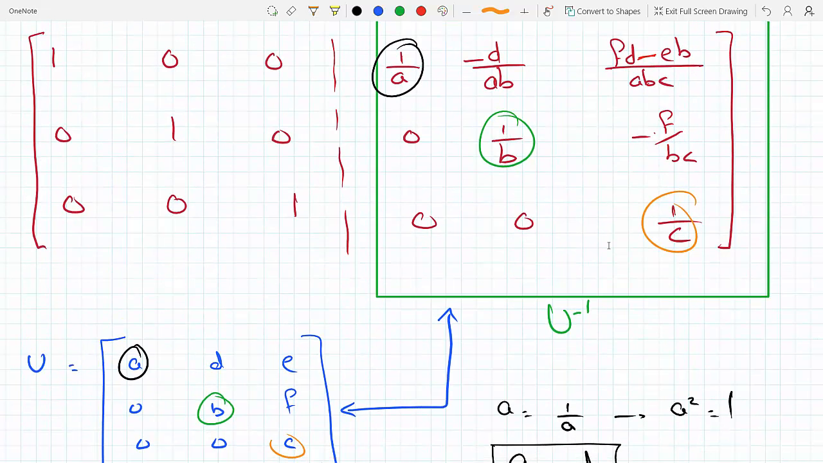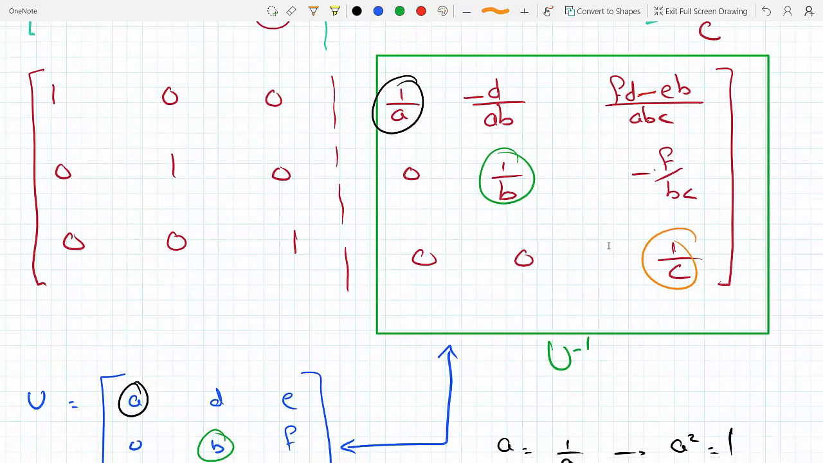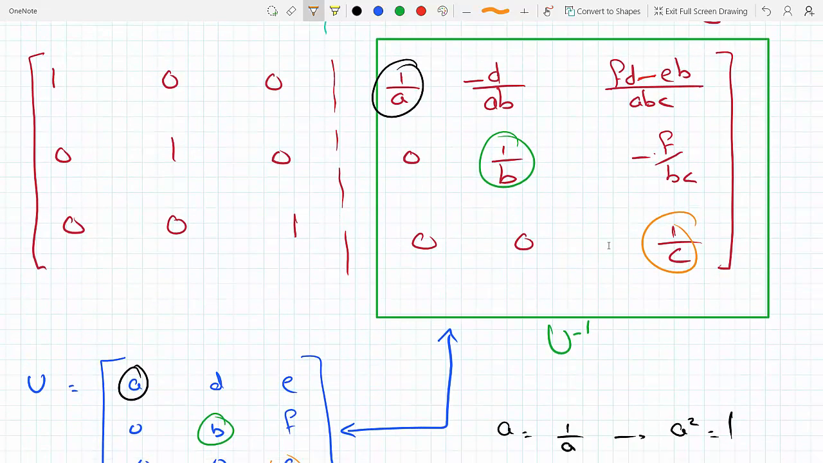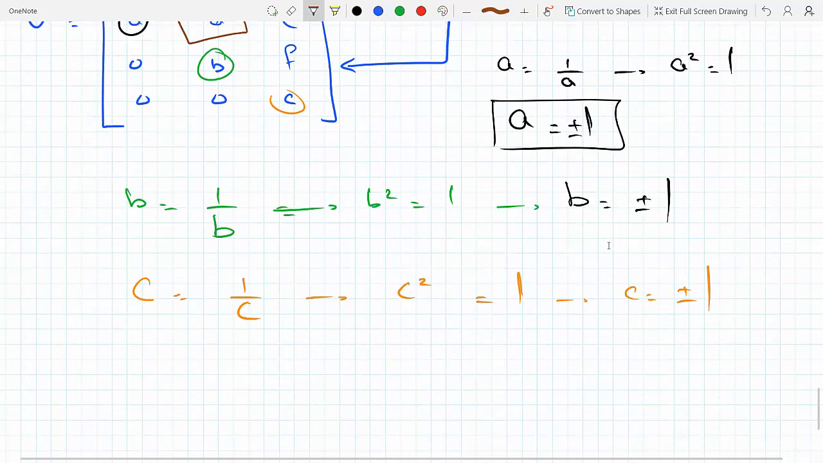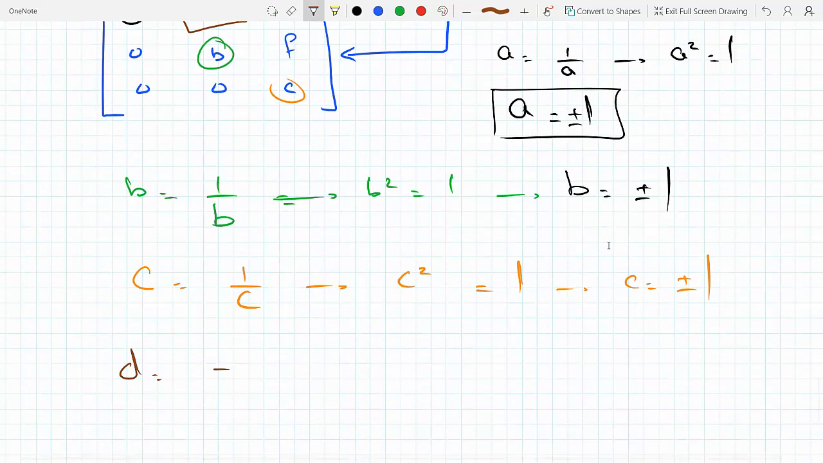Okay, now we know also that D, let's change colors, has to equal minus D over AB. So D has to equal minus D over AB, right?